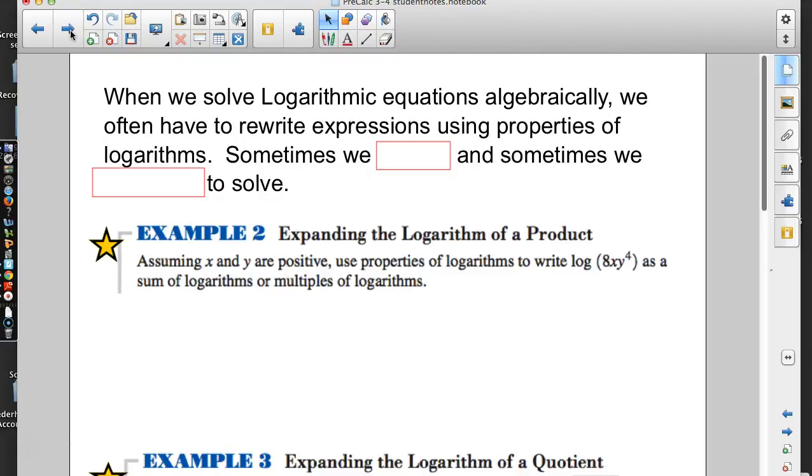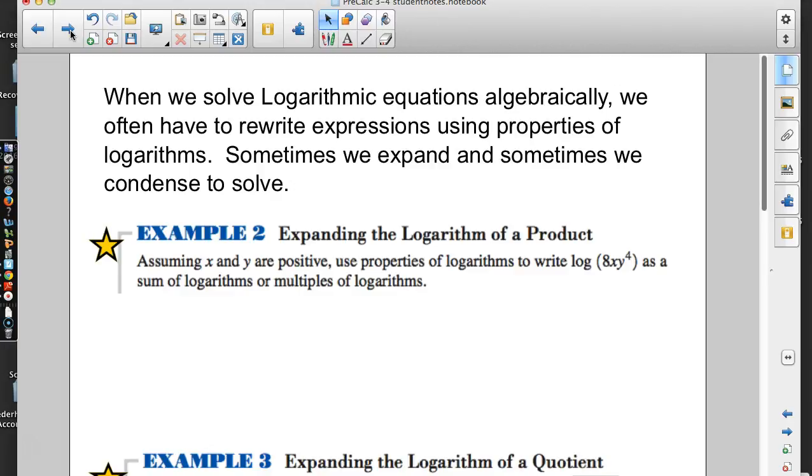When we solve logarithmic equations algebraically, we often have to rewrite expressions using properties of logarithms. Sometimes we have to expand, and sometimes we have to condense. Expanding means we're stretching them out into a big long list. We're separating any multiplication into addition, changing any division to subtraction, and changing any powers to multiplication. And when we condense, we pull those big long statements back into one logarithm statement and get the one condensed form.